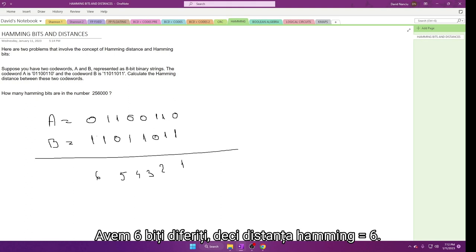Let's check it one more time. Here it's 0, here it's a 1, so it's 1. Same, different, different, different, different, same, and different. So yeah, there are 6 different bits, resulting that the Hamming distance is equal to 6.